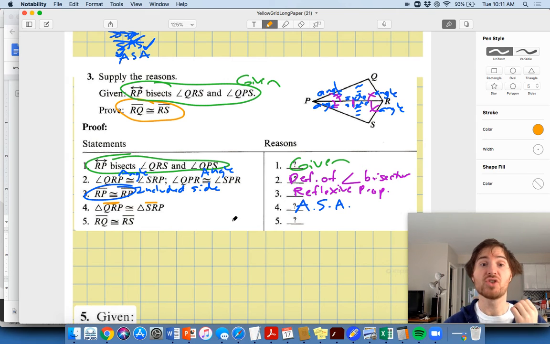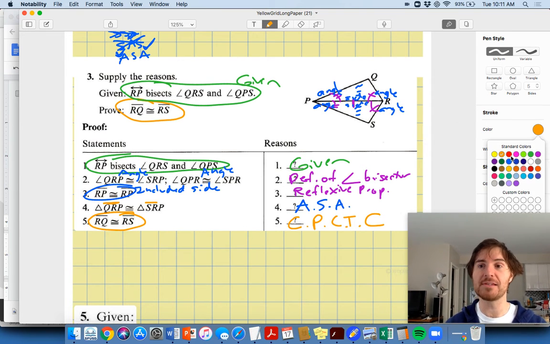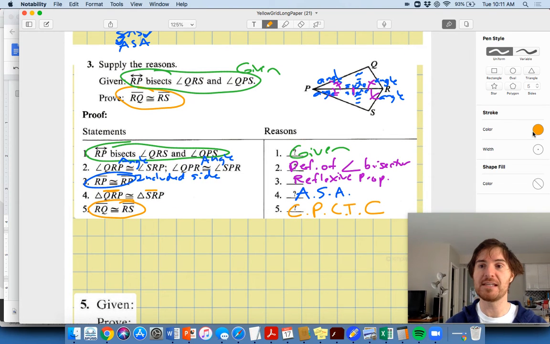I'll buy that. So what that is communicating to us is that we can take any of those things and say that any of those pairs there are corresponding parts of congruent triangles, right? And if they're corresponding parts of congruent triangles, then they are congruent to each other, okay? So this is why, and this is a big one, guys, that I was seeing mistakes on this.